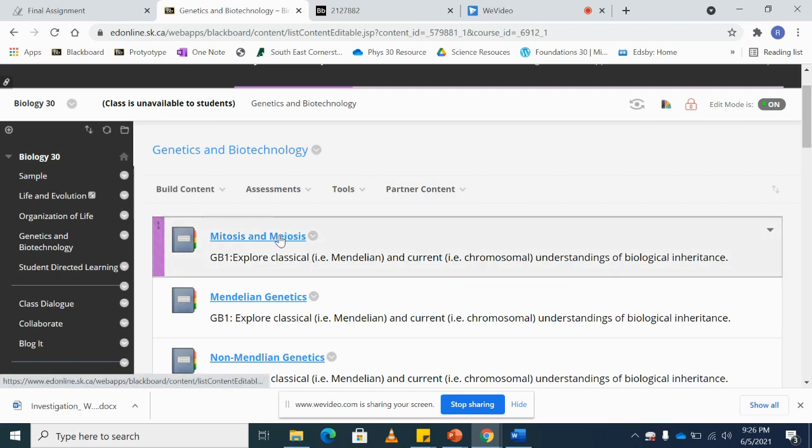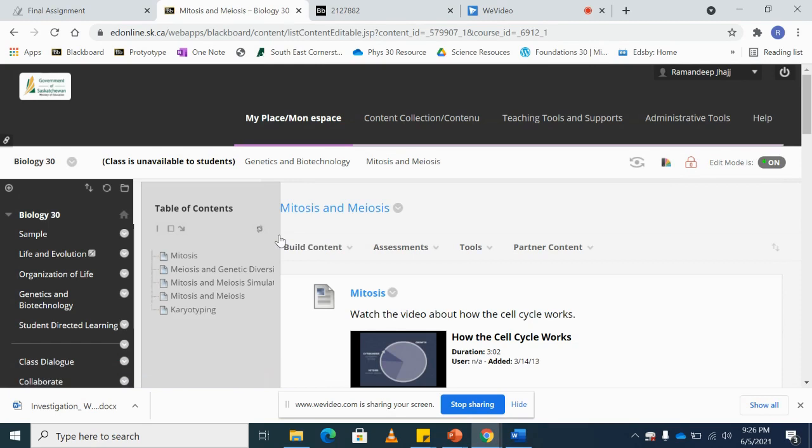So for example, when I'm teaching the outcome GB1, I will begin by going over mitosis and meiosis because that's the previous knowledge that students need to gain or understand before we get into Mendelian or non-Mendelian genetics. It's something that they have already learned in grade 9. However, 2 years have already passed before they take grade 12 level biology. So they need a little refresher about mitosis and meiosis before we dig deeper into Mendelian and non-Mendelian genetics.